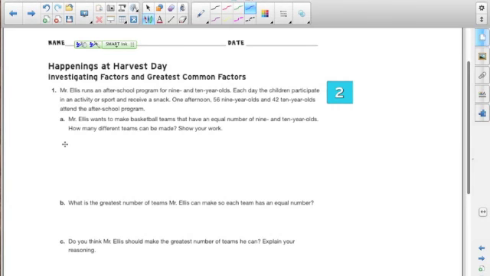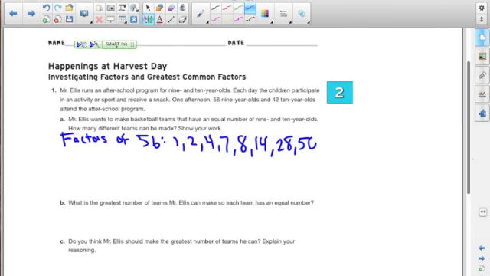All right, now this is section 3. For section 3, we are dealing with greatest common factors. So, for this first scenario, Mr. Ellis is in charge of an after-school program, and he's got 56 9-year-olds and 42 10-year-olds, and he wants to divide them or break them up into equal groups, all right, to be able to make basketball teams.